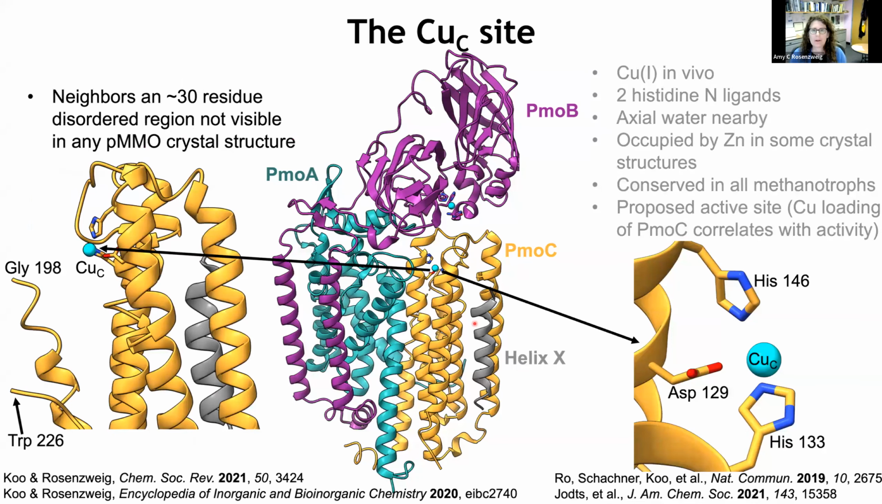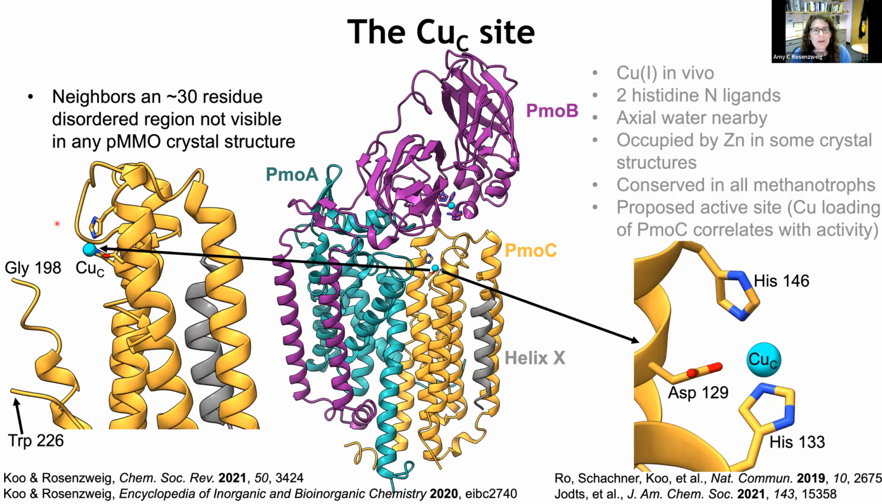And that's shown here. So it turns out that this site, copper C site, neighbors a region of the PMOC subunit that's about 30 residues and that is not visible in any PMMO crystal structure. And so that's shown here. So these residues between TRP226 and glycine 198, or I should have said it vice versa, are just disordered. There's no electron density. So it's kind of hard to make a case for some copper site being the active site when you can't really see its whole environment and what's going on around it.